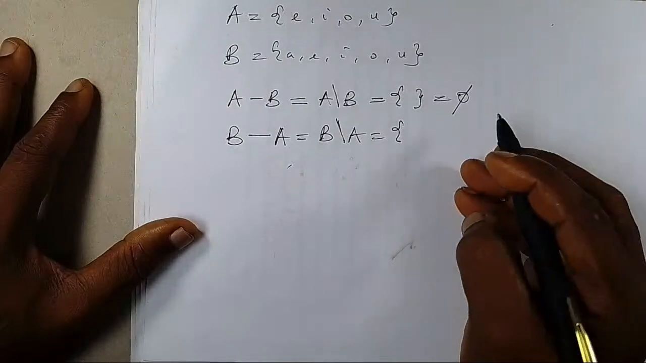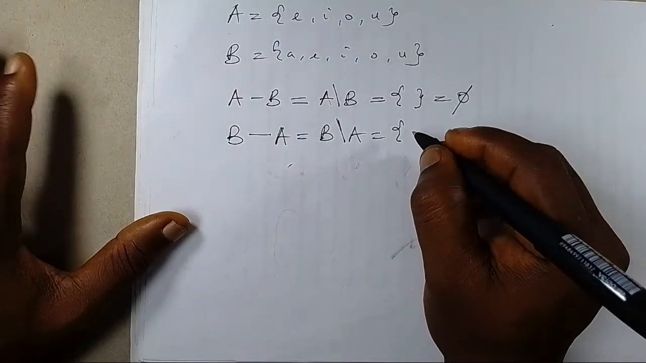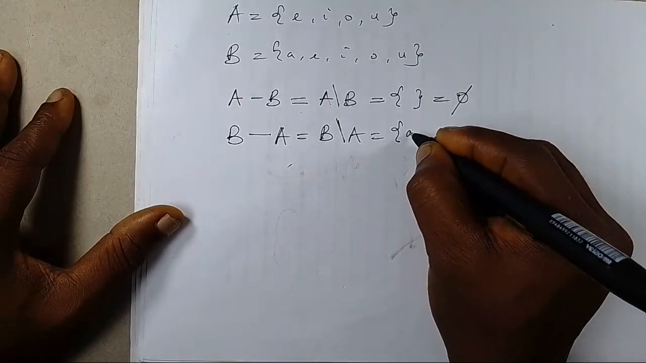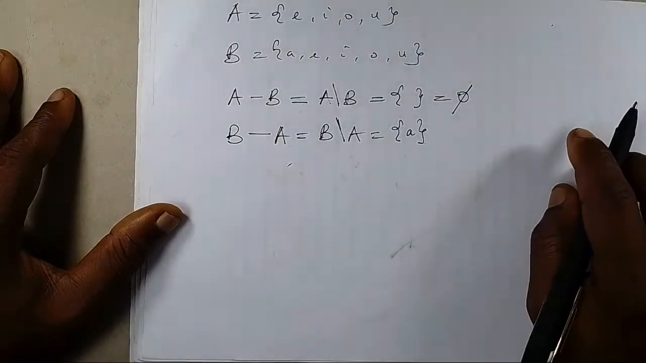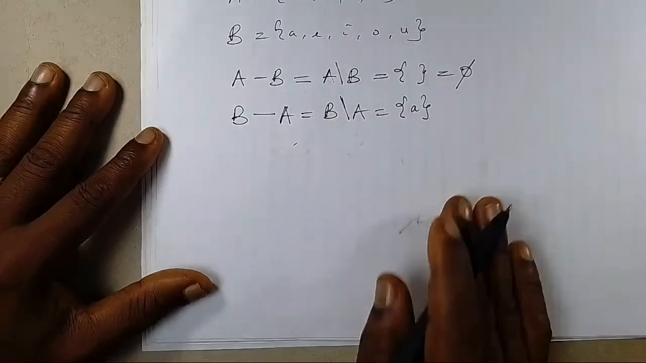So B minus A contains elements found only in B, but not in A. So I'm going to write A here. It is the set that contains A as its only element. Now, please take note of something.